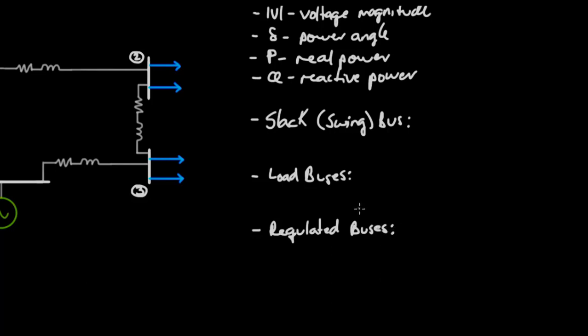And so a slack bus is only going to be one bus in the system, and it's going to be our reference bus. And for that bus, we're going to assume that the magnitude of the voltage and the power angle remains constant. And so again, because we're defining that bus as the reference in the system, the voltage magnitude and the power angle stays constant. And so for a slack or swing bus, I'm going to say that we know the voltage magnitude and the power angle. So these are known. And of course, if we know that, then we don't know the real power or the reactive power. So P and Q for slack bus are unknown.